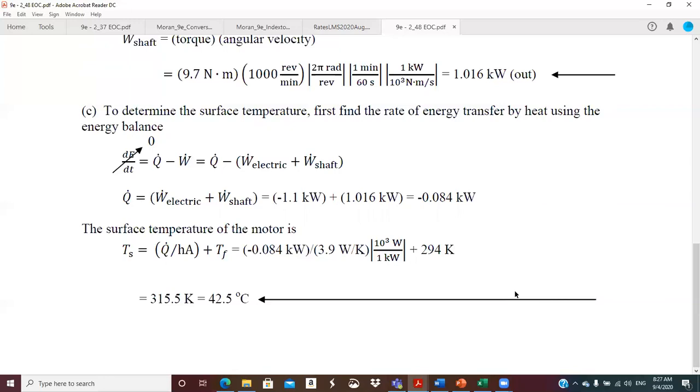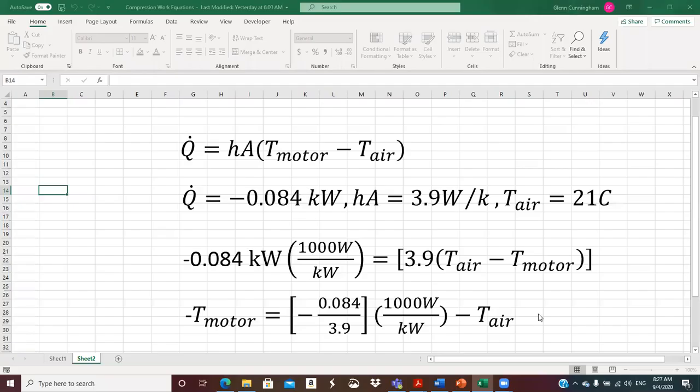And so I'm going to go to an Excel sheet that has these equations in here to illustrate this a little bit better. So this is Newton's law of cooling. And, in general, we usually think about writing this as positive.